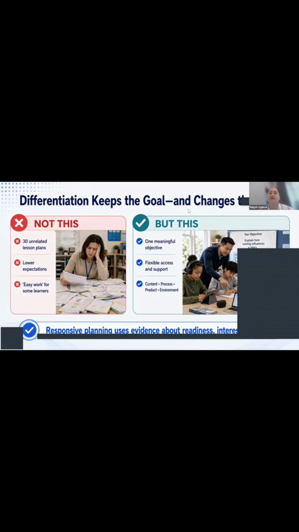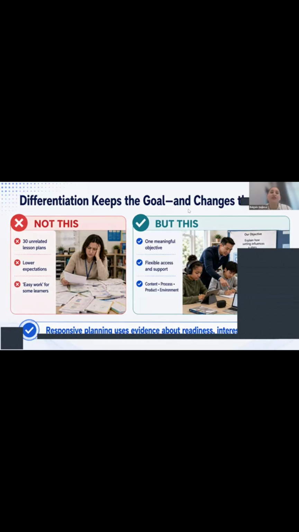Differentiated instruction is sometimes misunderstood. It does not mean preparing 30 completely different lessons for 30 students. That would be really unrealistic and, of course, unnecessary. It also does not mean lowering expectations, like giving easy work to learners who need support. Differentiation means responsive planning. The teacher uses evidence about learners' readiness, interests, and needs, and then adjusts how learners access and practice or demonstrate learning.